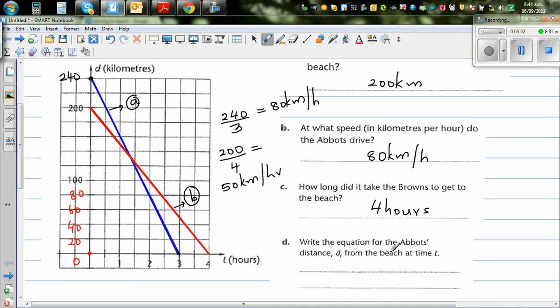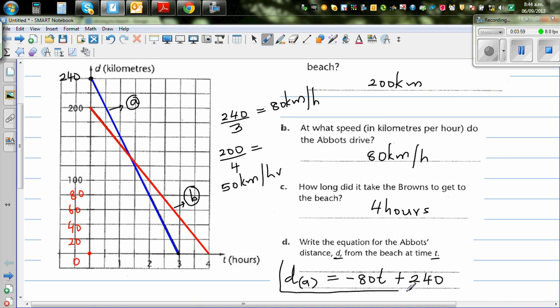Write down the equation for Abbott's distance, D, from the beach at time t. So I'll write dA. dA stands for Abbott. The distance with respect to time. To write the equation of a line, you need to know the gradient. The y-intercept is 240, and the gradient is minus 80. So this is minus 80t plus 240. So this is the equation for Abbott's.